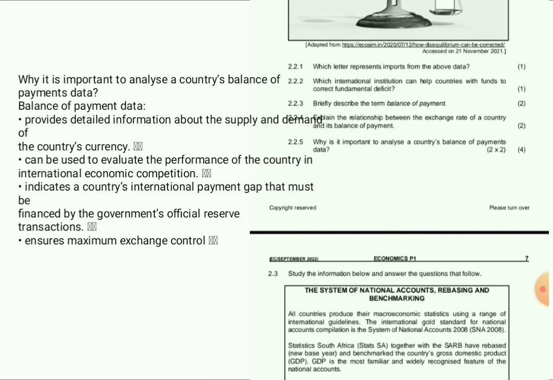Why is it important to analyze a country's balance of payment statistics? I don't think you can find this one in the textbook. It's just something you must use your brain to answer. Balance of payment data provides detailed information about the supply and demand of the country's currency. It can be used to evaluate the performance of the country in international economic competition. That's it.